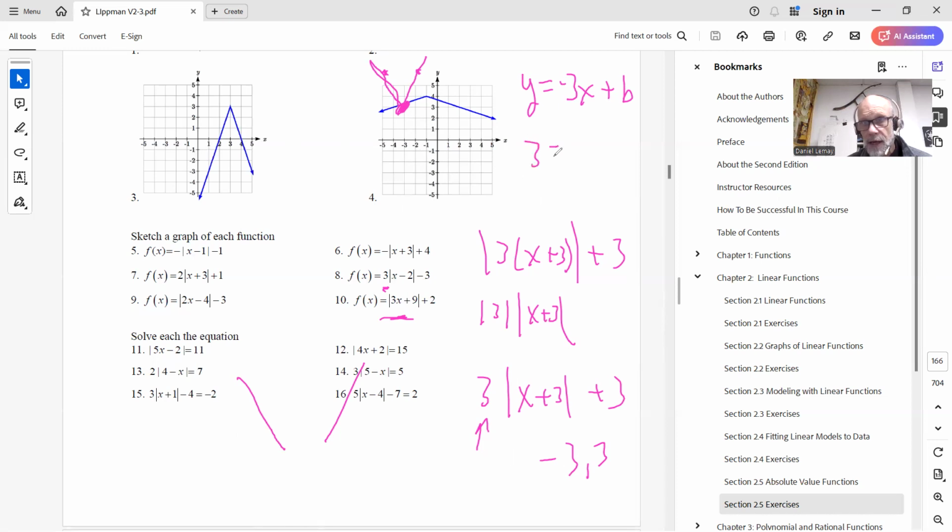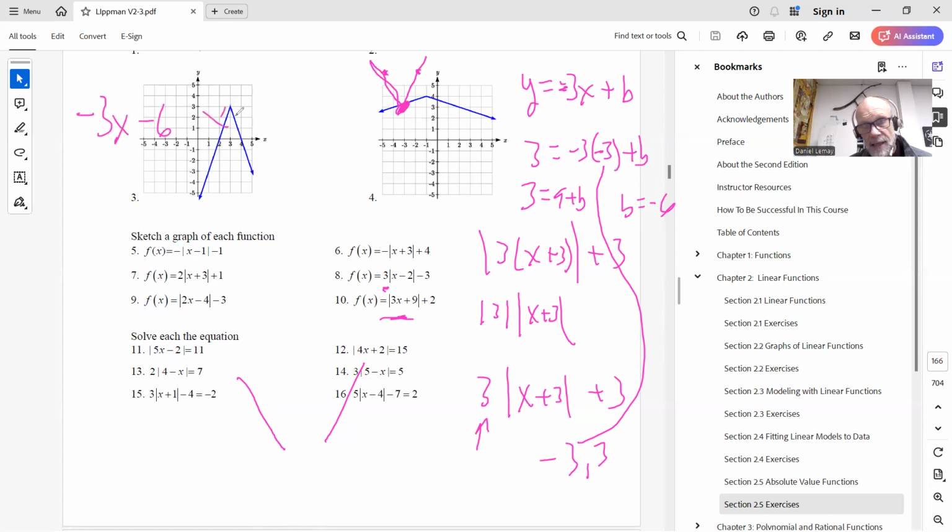So 3 equals -3 times 3 plus b. Let's see, something not right here. Just a minute. This should be -3. X is -3, right? X is -3. So 3 equals 9 plus b. That tells me b has to equal -6. So I've got my first line, -3x minus 6, and I'm going to use that.